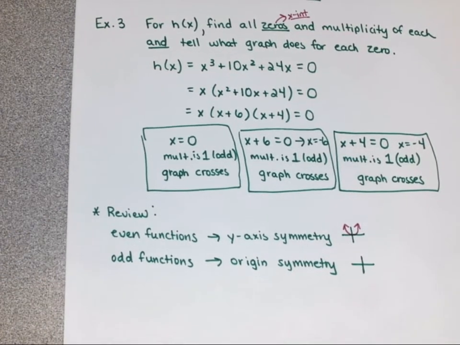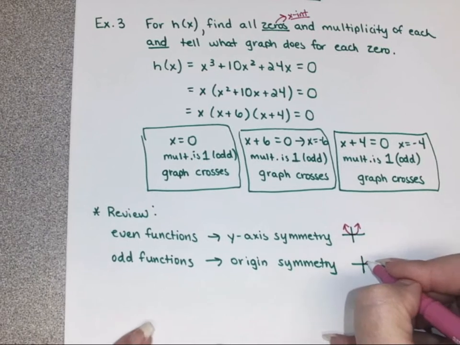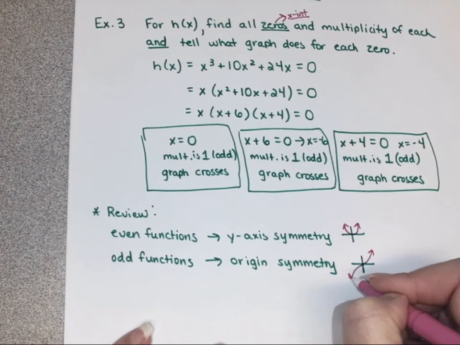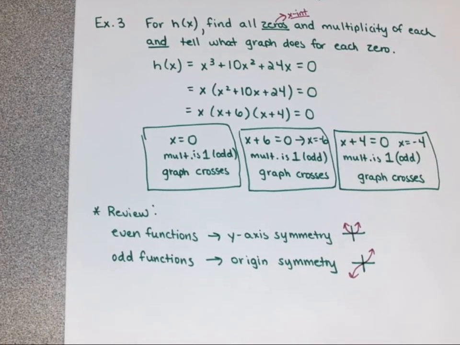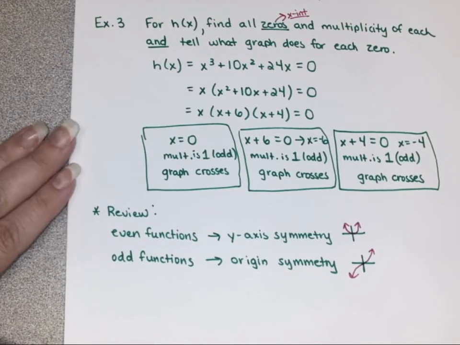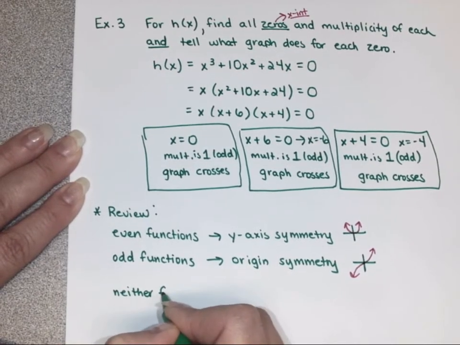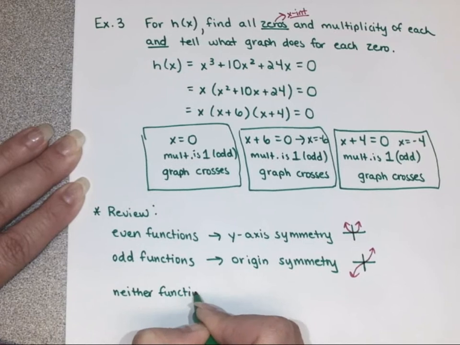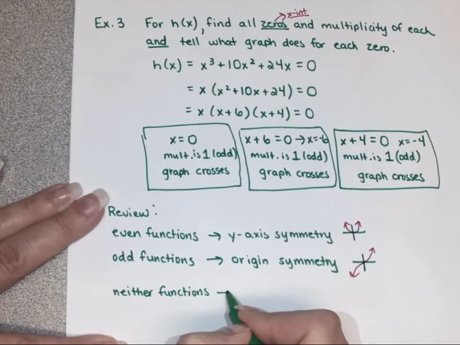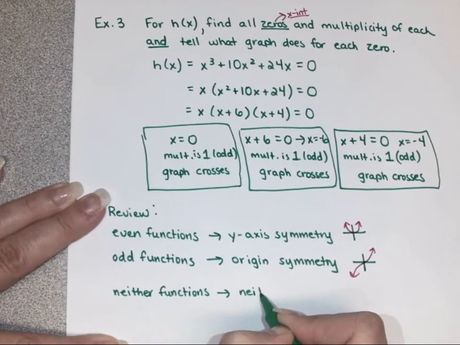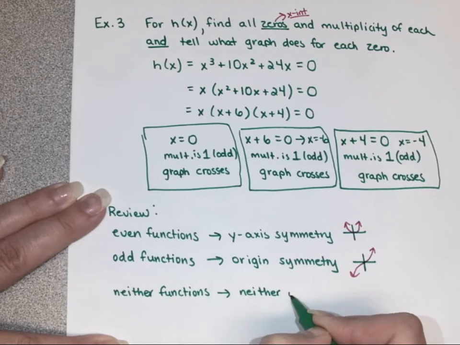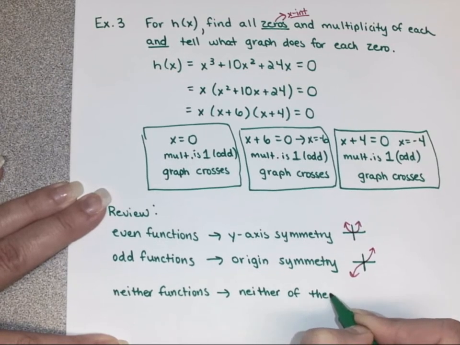So remember that looks like this, where like half of it is kind of a rotation of the other half. So the x cubed graph is odd because it has that type of symmetry. And then what did we say about neither functions? Yeah, neither functions have neither of these types of symmetry. Doesn't mean they're not symmetrical in some way, it just means they're not symmetrical in these ways. So neither of these types of symmetry.